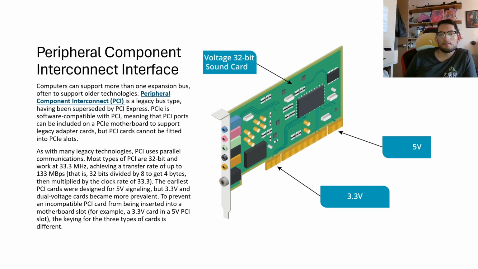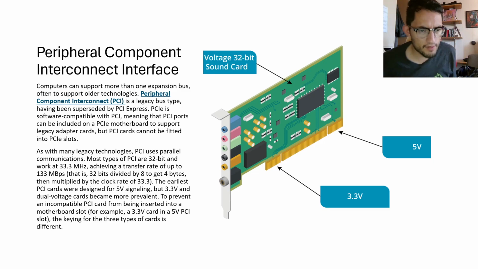Like many legacy technologies, PCI uses parallel communications. Most types of PCI are 32-bit and work at 33.3 megahertz, with a transfer rate up to 133 megabytes per second. That is 32 bits divided by 8 to get 4 bytes, then multiplied by the clock rate of 33.3. The earliest PCI cards were designed for 5V signaling, but 3.3V and dual voltage cards became prevalent. To prevent an incompatible PCI card from being inserted into a motherboard slot, for example a 3.3V card in a 5V PCI slot, the keying for the different types of cards is different.